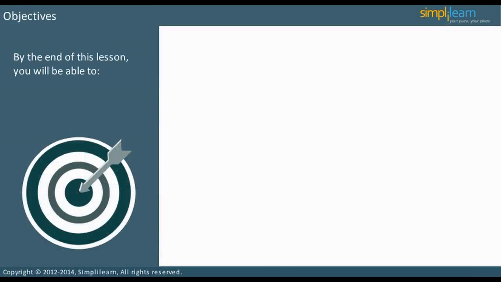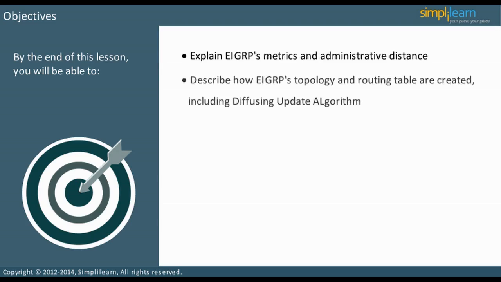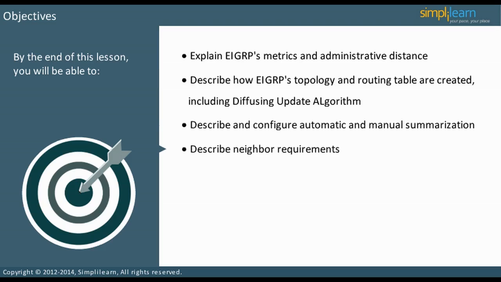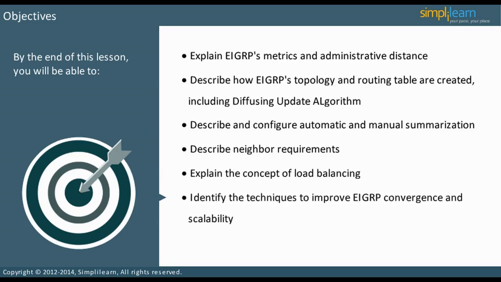By the end of this lesson, you will be able to explain EIGRP's metrics and administrative distance. Describe how EIGRP's topology and routing table are created, including the diffusing update algorithm. Describe and configure automatic and manual summarization. Describe neighbor requirements. Explain the concept of load balancing. Identify the techniques to improve EIGRP convergence and scalability.